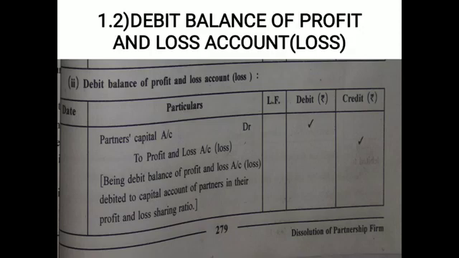the amount of profit is given to the partners, obviously the amount of loss also is to be written off among partners' capital accounts. So in case of loss, partners' capital account is to be debited and profit and loss account is to be credited, which is basically loss. And thus the profit and loss account, the loss, is closed. Being debit balance of profit and loss account is debited to capital account of partners in their profit and loss sharing ratio. Alright? Fine, then let us see which is the next topic.